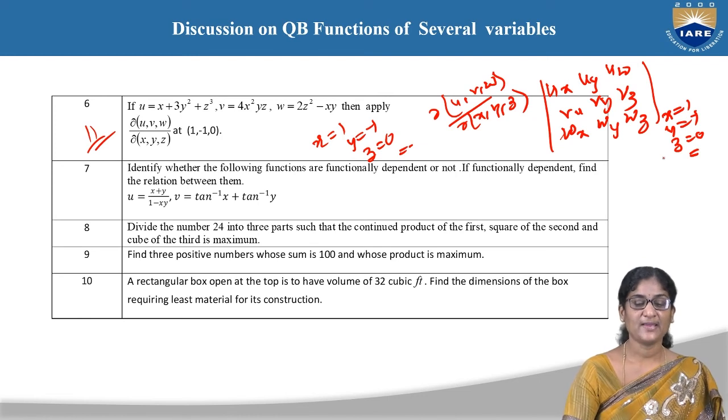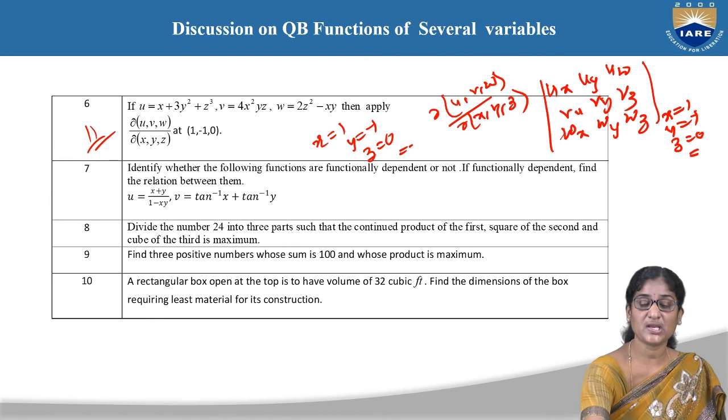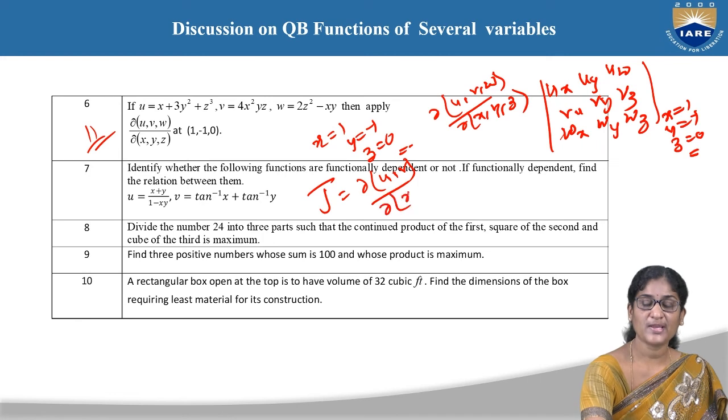Next, identify whether the following functions are functionally dependent or not. u is given as x plus y by 1 minus xy and v is equal to tan inverse x plus tan inverse y. So, functionally dependent. We have to show that the J value is equal to 0. What is the J value? Dou of u comma v by dou of x comma y should come out to be 0.